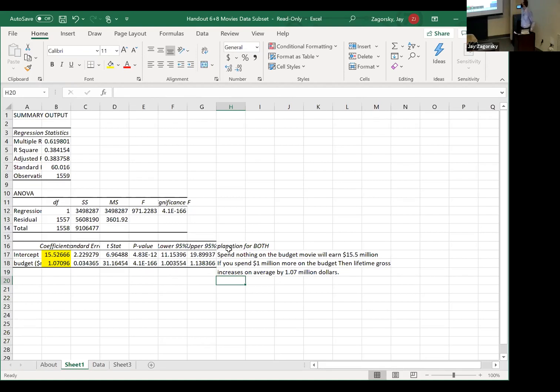So the idea is if you spend $1 million more on the budget, lifetime gross increases by an average of 1.07. Let's make it 10 million. What if we spent 10 million more on the budget? How much more money would show up?